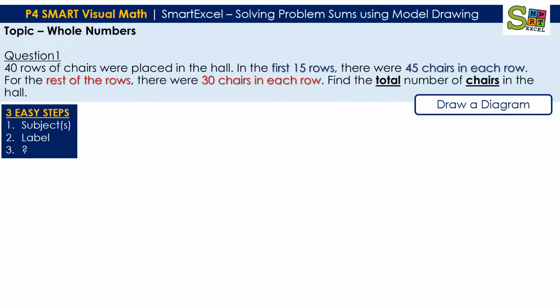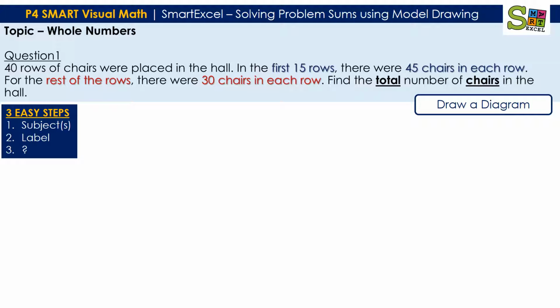40 rows of chairs were placed in the hall. In the first 15 rows, there were 45 chairs in each row. For the rest of the rows, there were 30 chairs in each row. Find the total number of chairs in the hall.